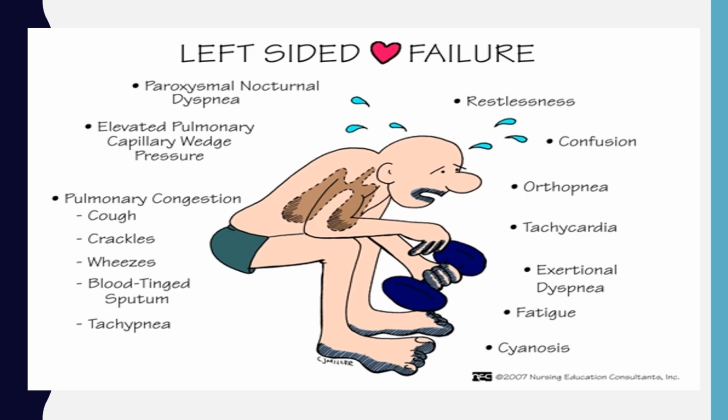So left-sided heart failure is all about the lungs. The patient is going to have a high heart rate, a high respiration rate. They're going to have a wet cough. They could have crackles. They could have wheezing. They're going to have something called exertional dyspnea and just regular old plain dyspnea. Okay? So anything left-sided heart failure comes from the lungs.